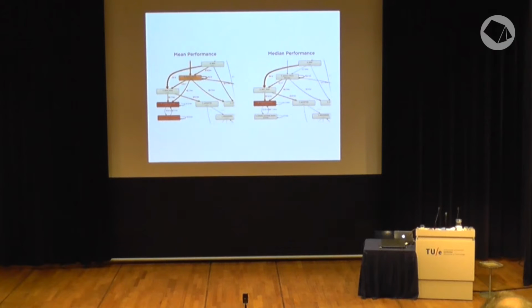But the difference can be quite big, because if you look, for example, at that process map, on the left you see the same process with the mean performance. On the right side you have the median performance, and then it directs the analyst much more to the relevant areas in the process where you have the long delays and waiting times.